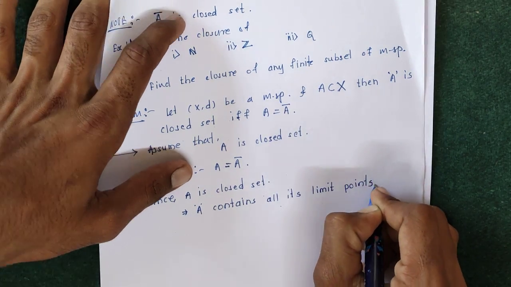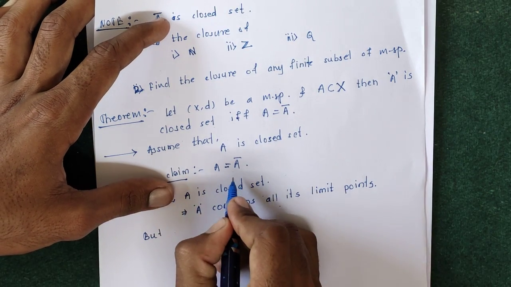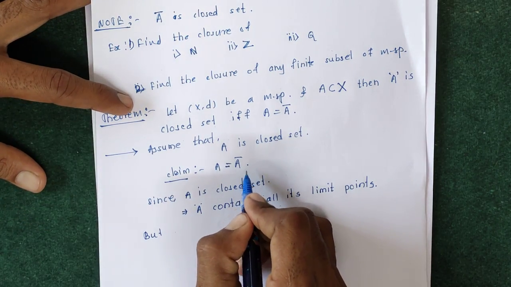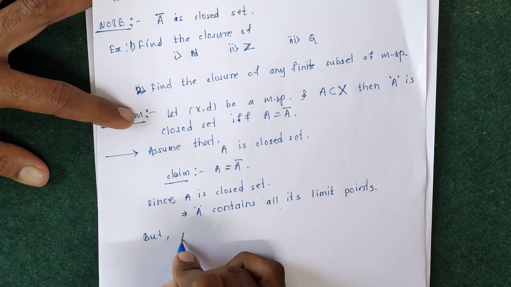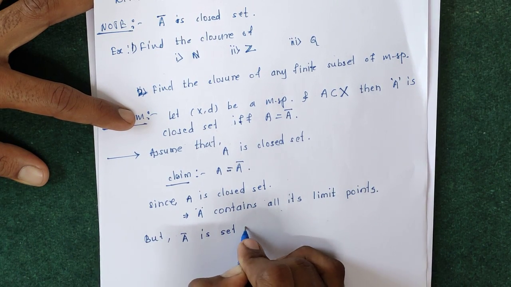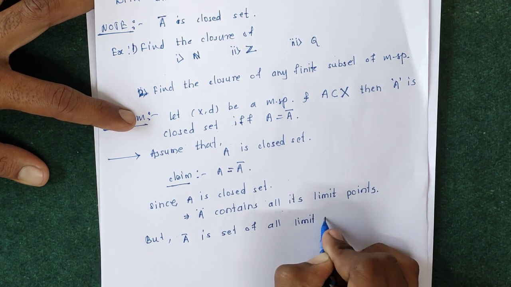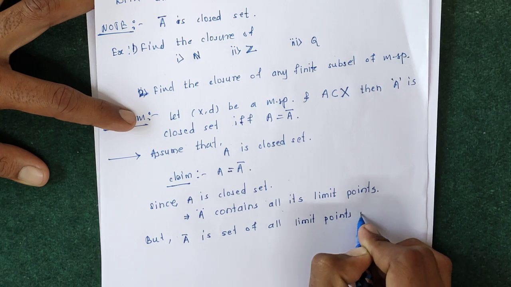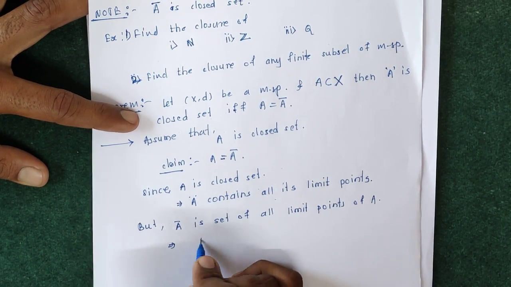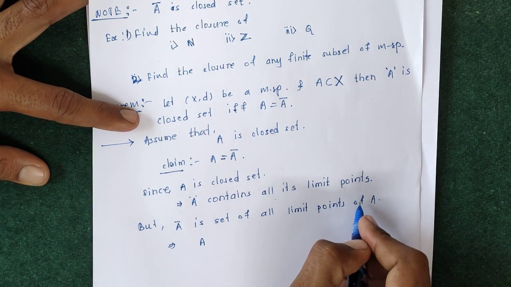A contains all its limit points. But A closure, by definition, is the set of all limit points of A union A. So, A closure is the set of all limit points of A. This implies A contains all its limit points and A closure is nothing but the set of all limit points.